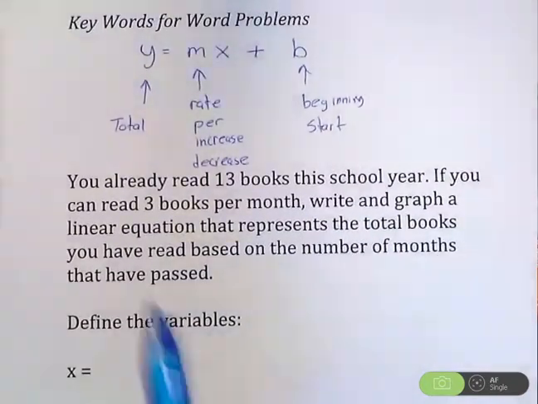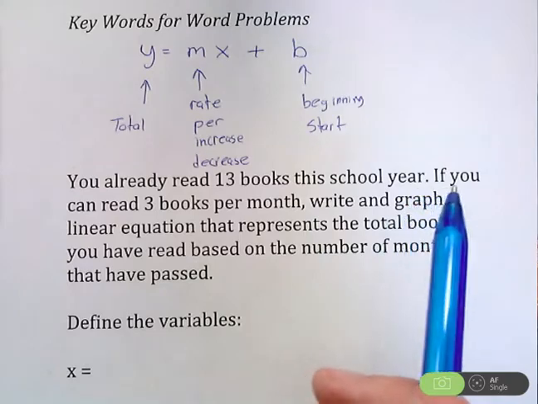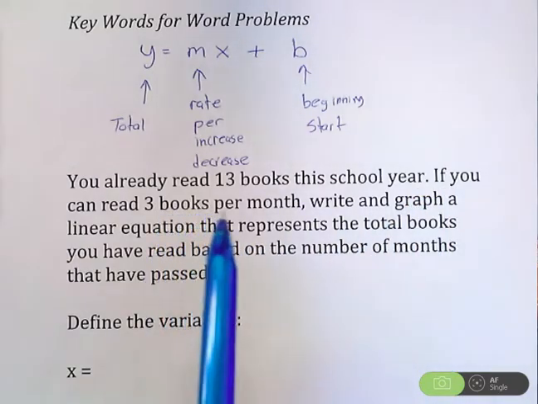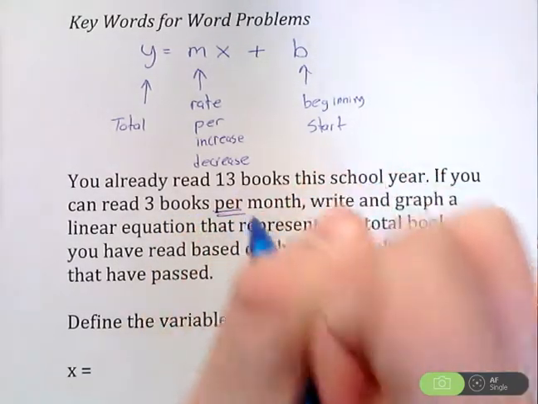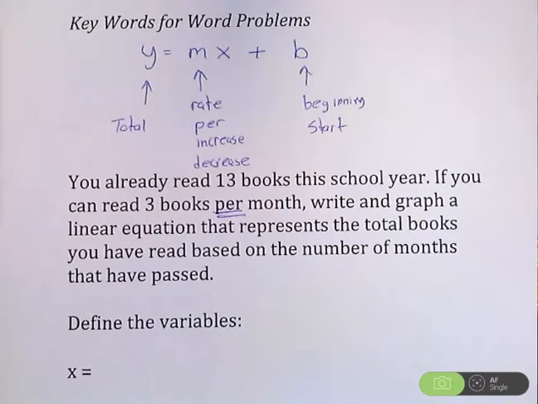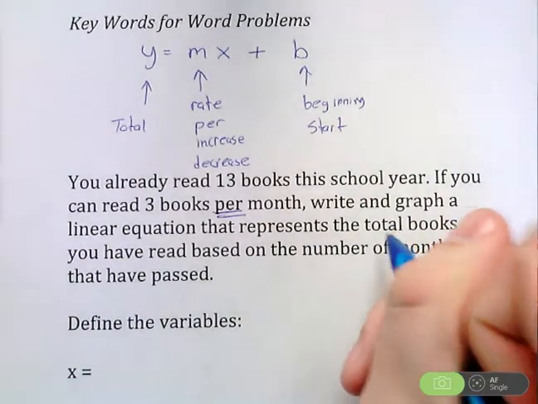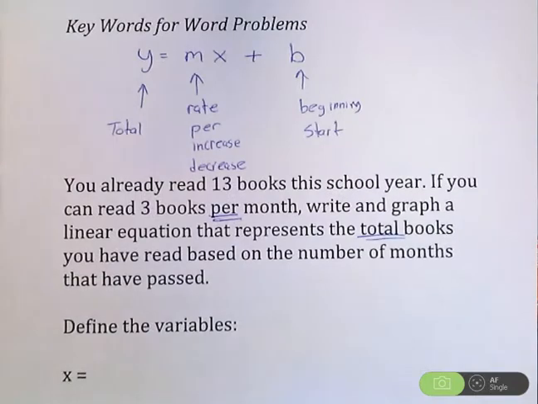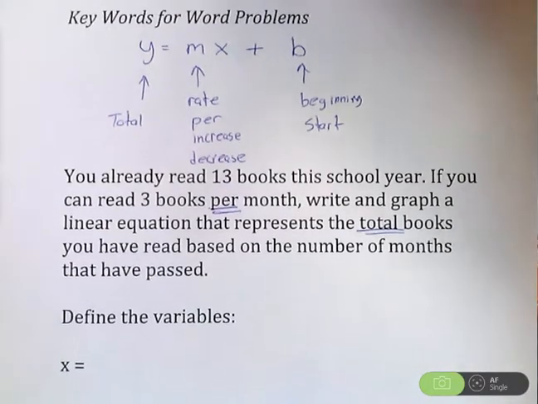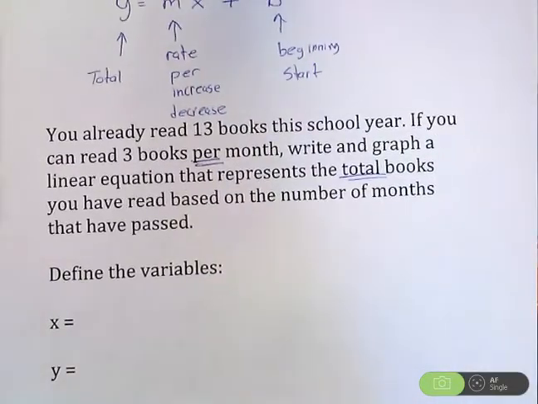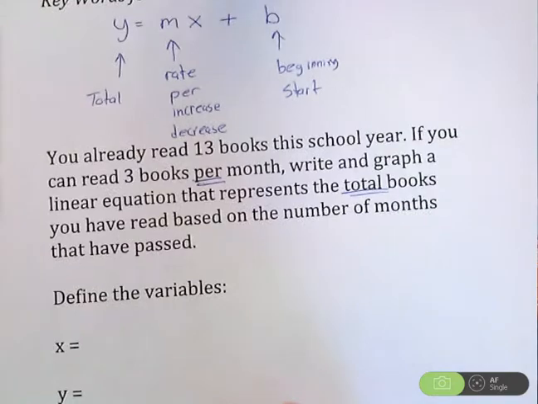So you already read 13 books this school year. If you can read 3 books per month, write and graph a linear equation that represents the total books you have read based on the number of months that have passed. So I need to find a few things. I need to find my x and y variable, and I'm also going to come up with an equation.